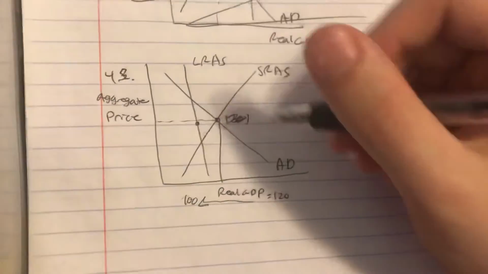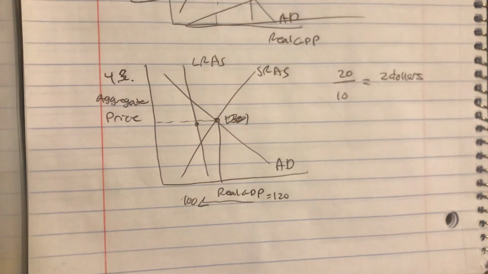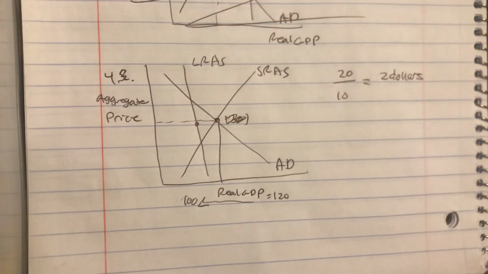So for number 4, here's my graph. Remember, AD slopes downward, and that is C plus I plus G plus X minus IM. And so specifically, we're going to be dealing with government spending. That's why it's asking how much. On the second question, that was why it was asking for the effect on aggregate demand, not on aggregate supply.